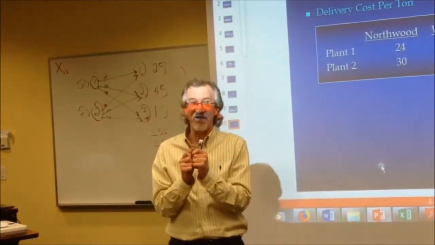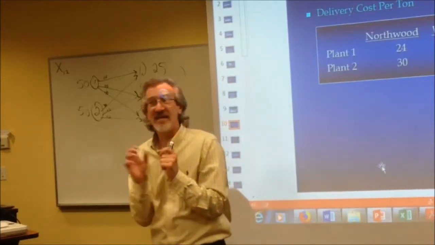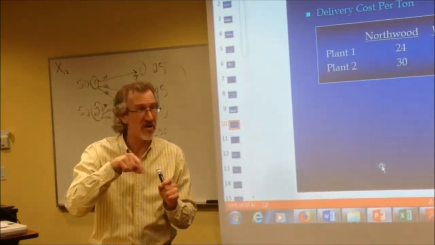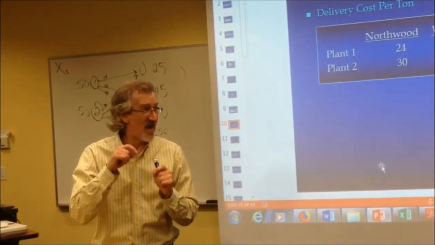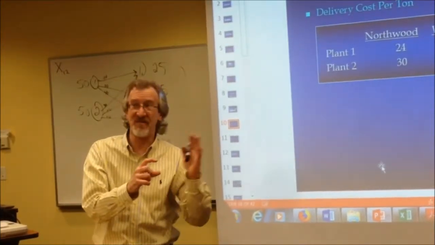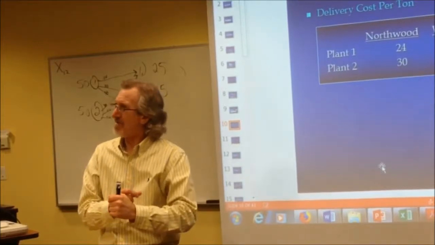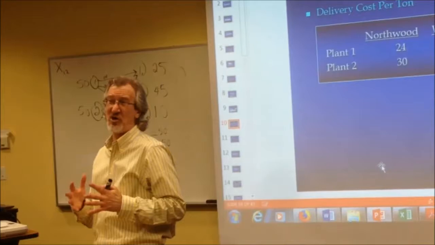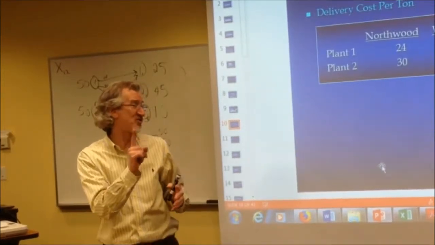When you write the constraint for a node, the key is to look at every arc that touches that node. Everybody hear that? Because every arc that touches that node is the variables that need to be added up to either be less than or equal or equal to the right side. So how many variables are going to be in my first constraint for that first node?